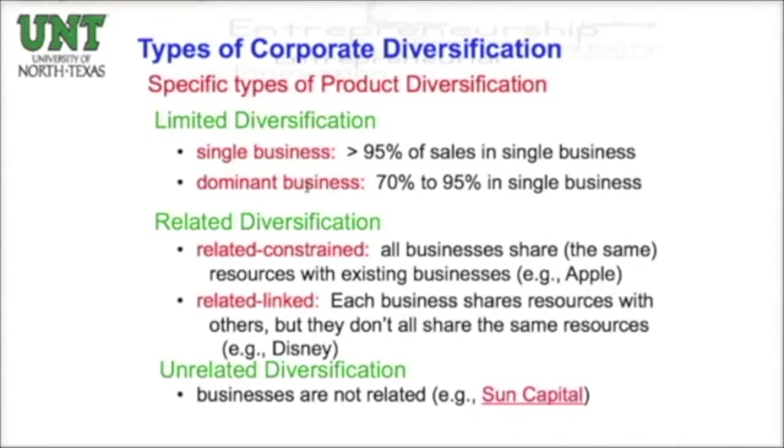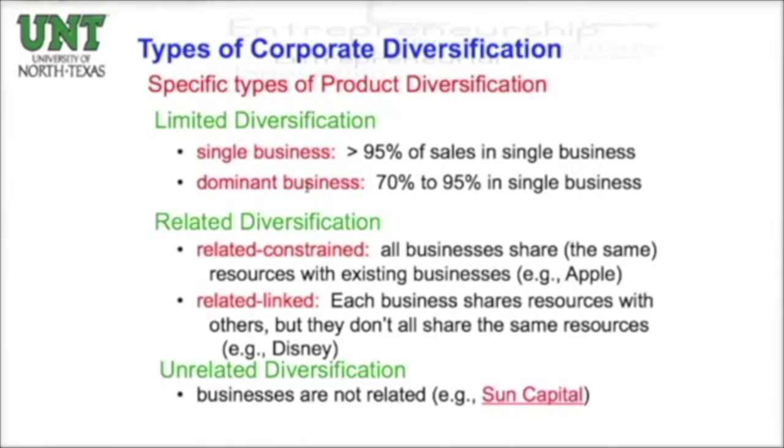Now, with related constrained, what happens is basically every business unit in the firm, and every product, share the same resources. So with Apple, you think about the operating system, it's being shared across the iPads, the iPhones, the smartwatches, right? The iMessage is available on Macs. You can also get iMessage on the phones, right? So that's related constrained. A lot of resources are shared, right? Same engineers work with all the different products.